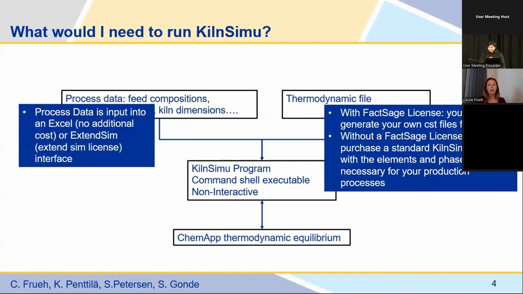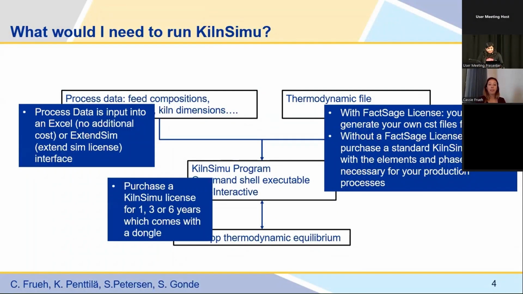We have standard ones for standard applications that we're used to, but we always share what elements and phases are included in our standard files, and we can always add new elements or phases necessary for your production process. The plus side of doing it without a FactSage license is it's less expensive. The downside is if your process changes in 6 months and you need a new CST file, then you have to get a new quote from us. And if you have a FactSage license, you can just generate a new CST file directly.